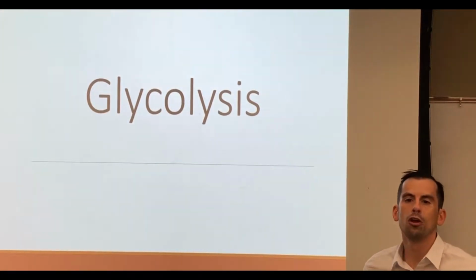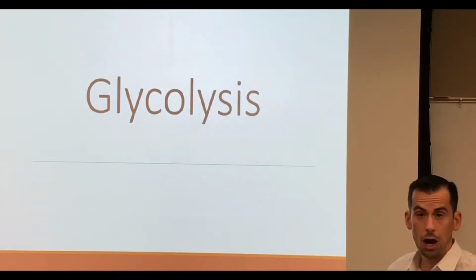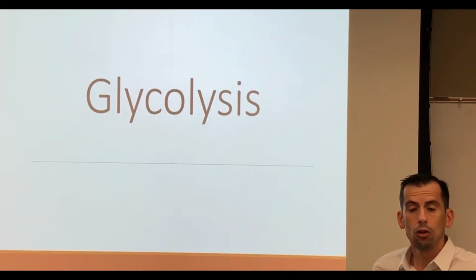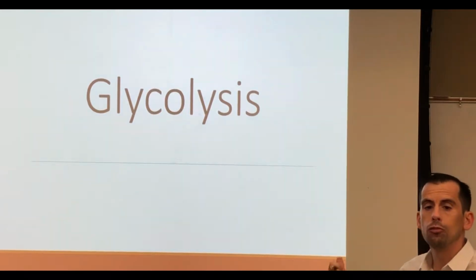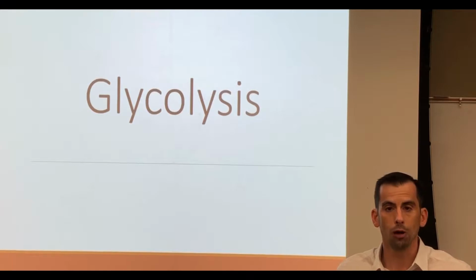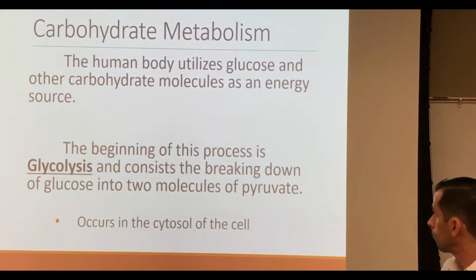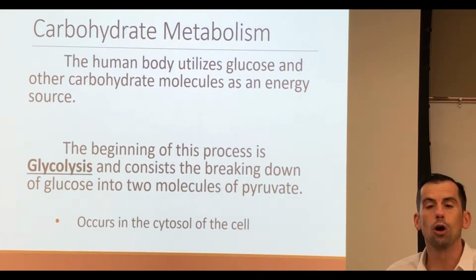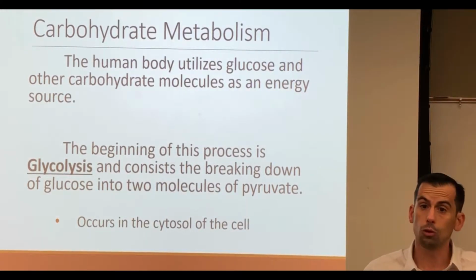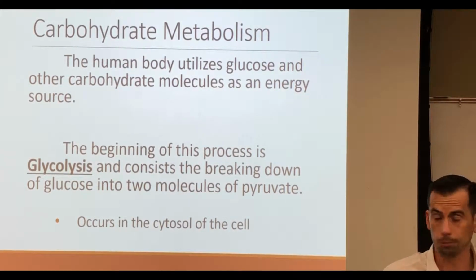Hello, this video is going to be dedicated to the process of glycolysis. And if you've been studying this material already, you're going to notice that this is always the first biochemical pathway introduced when you start discussing the process of ATP production. The human body is going to utilize glucose as an energy source. Later on, when you do lipids, you'll note that we'll use lipids as an energy store.